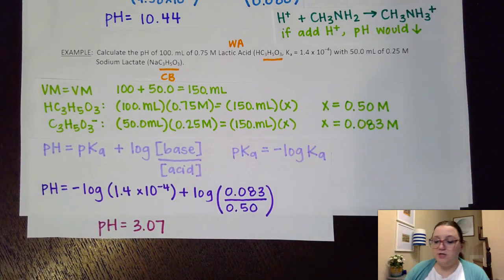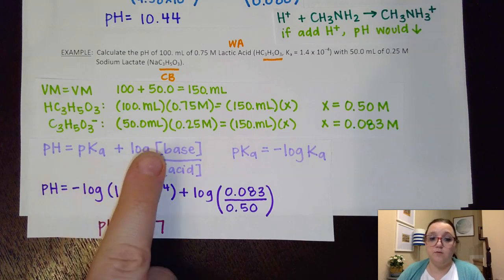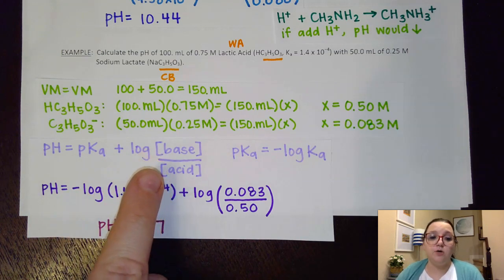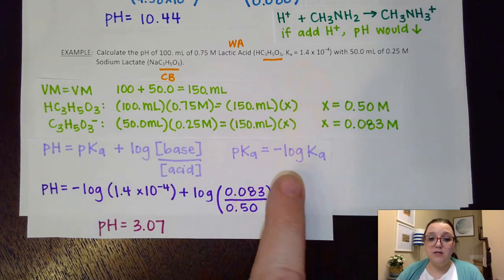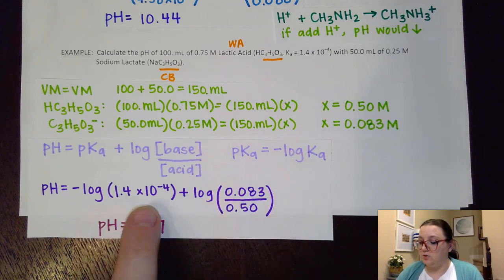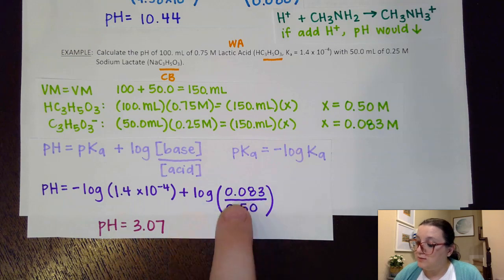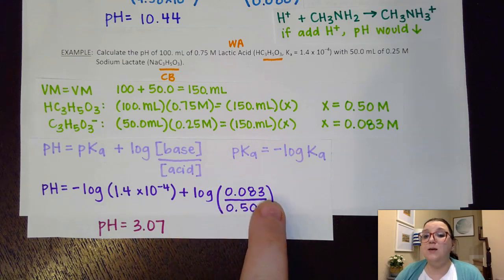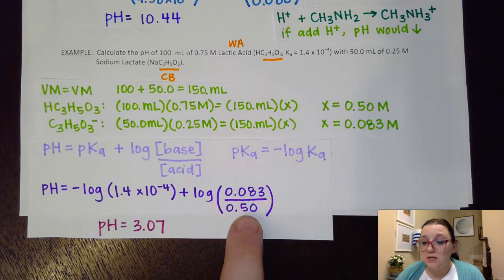So to see that in action here, again, I'm using pH equals pKa plus the log of base over acid. So that same HH equation. Again, I have Ka. I don't have pKa yet, so I need to do the negative log of Ka. And so I just use that as a substitution in. So I did the negative log of my 1.4 times 10 to the negative fourth, added to the log of 0.083. So that is the base molarity that we calculated, over our acid concentration that we calculated of 0.5.